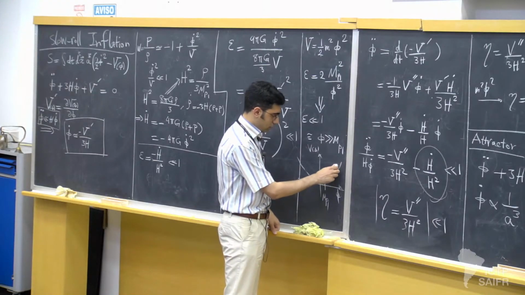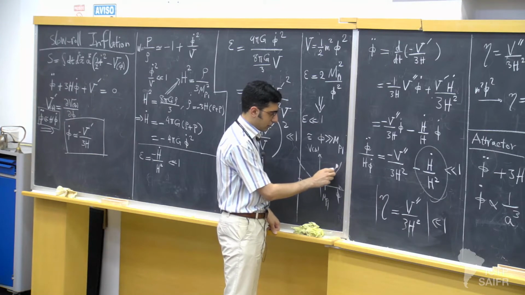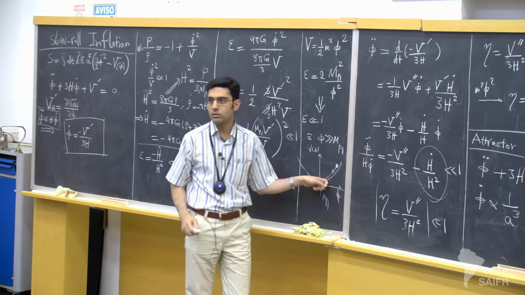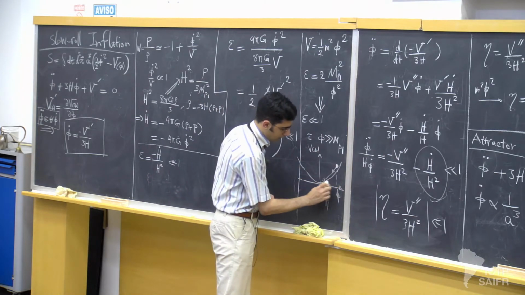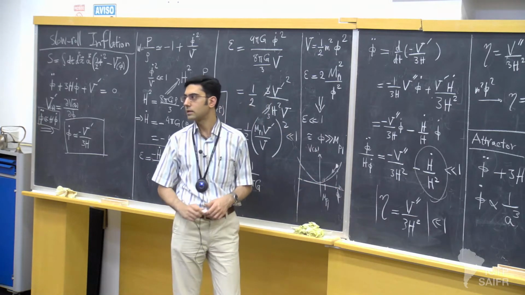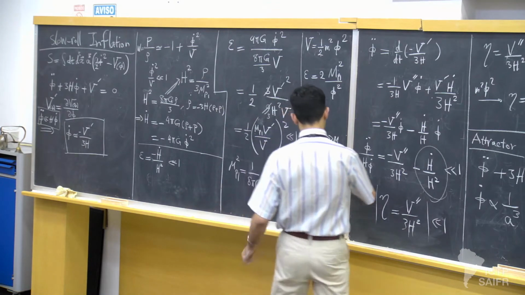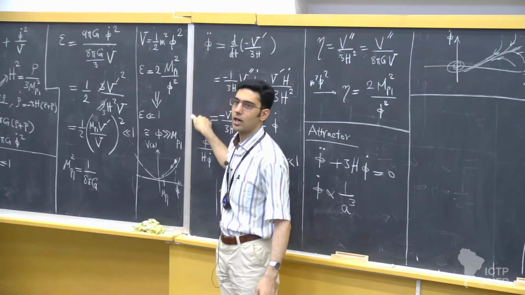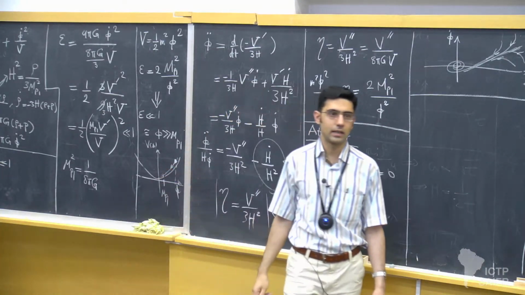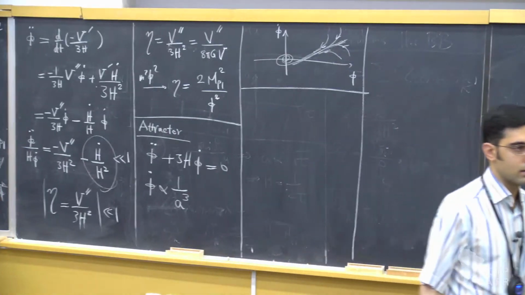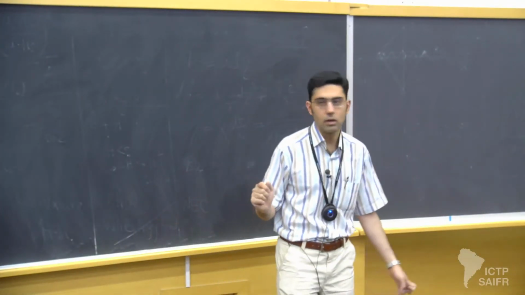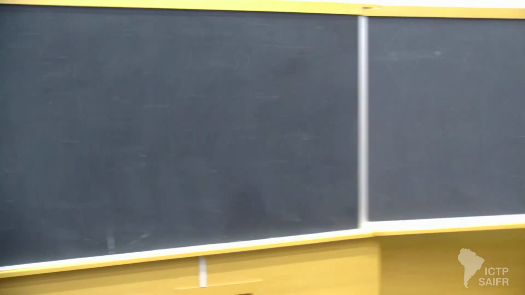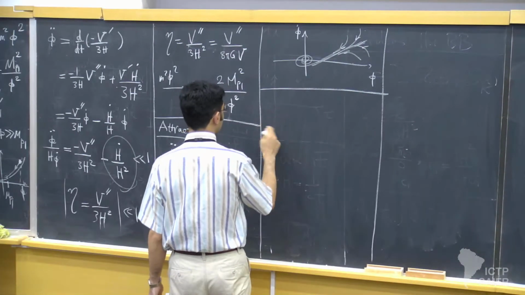And the duration of inflation, which determines the number of e-folds, is determined by the initial value of phi that I start with. So the farther away I start, the longer it takes until it arrives at the bottom. The longer it takes, more expansion, more number of e-folds. So how do we determine that?